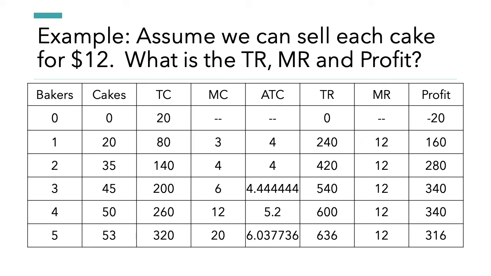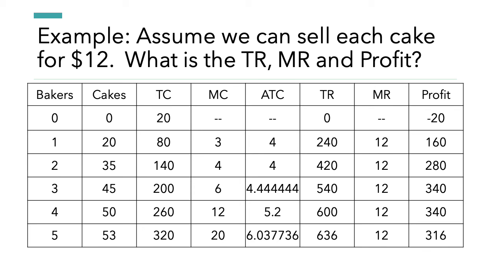Let's look to see where our revenue is the highest. You can see the maximum is at about $340 of revenue, so it can be either 45 cakes or 50 cakes. It's somewhere effectively between that. But the point at which profit is maximized for all types of market structures is when the marginal revenue is equal to the marginal cost.